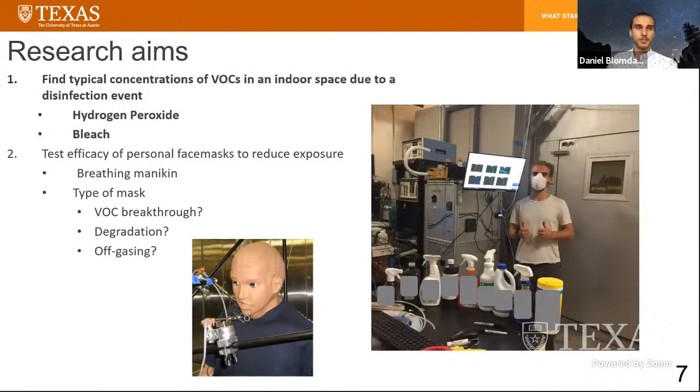So our research project aims were split into two phases. The first phase was finding the concentrations of these volatile compounds in indoor spaces after a disinfection event, in both hydrogen peroxide and bleach. And then the second phase is looking at personal face masks and how wearing a surgical face mask or a cotton face mask might reduce the exposure that someone would have to these VOCs. You'll notice that the first aim is bolded, and that's because we finished that stage. We're midway through the experiment now, but I'll be able to give some pilot study results from the second stage regarding face masks.